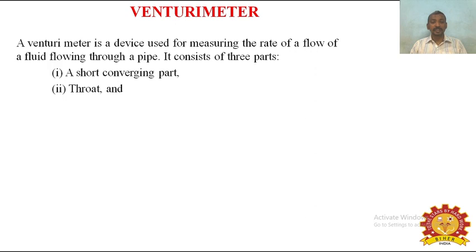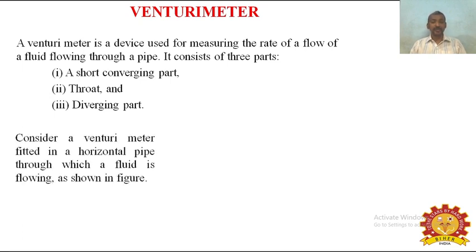The convergent part goes from the largest diameter to the smallest diameter. After that, the diameter stays the same, and that portion is called the throat. Then from the throat to the end pipe, the expansion is connected, where the diameter gradually increases. That is called the divergent part.